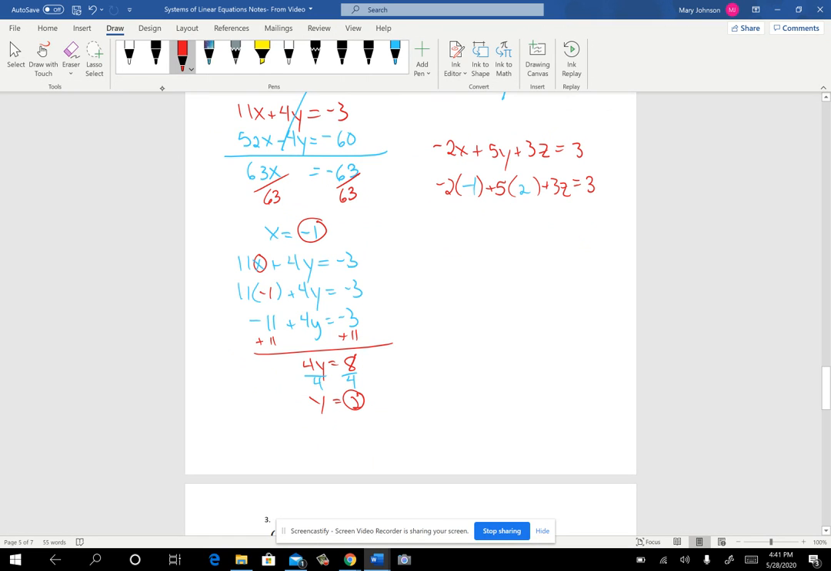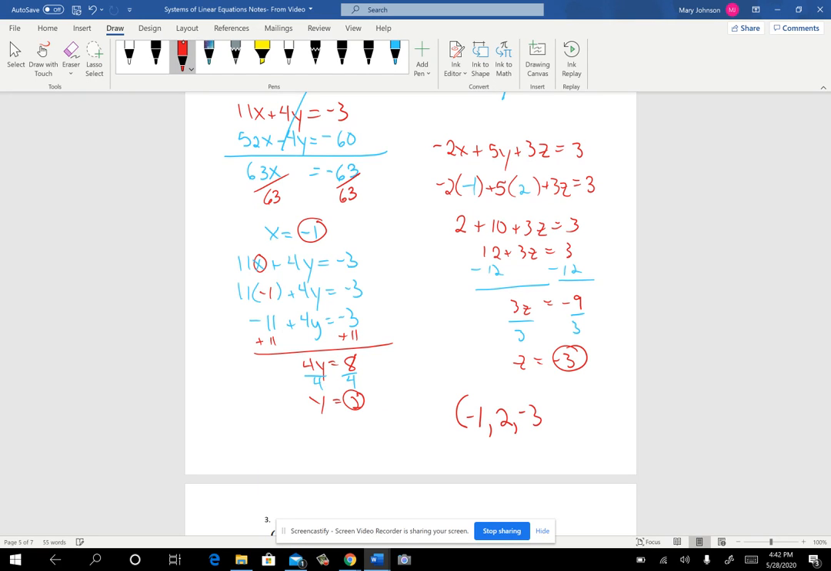So now I'm just going to work it out. So that's positive 2 plus positive 10, which is 12 plus 3z. I'm going to take away 12. I get 3z equals negative 9. And then when I divide by 3, I wind up with z equaling negative 3. Okay, so I have an x, a y, and a z.